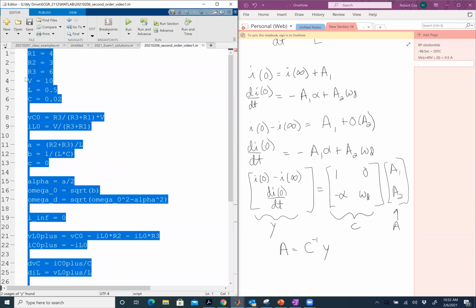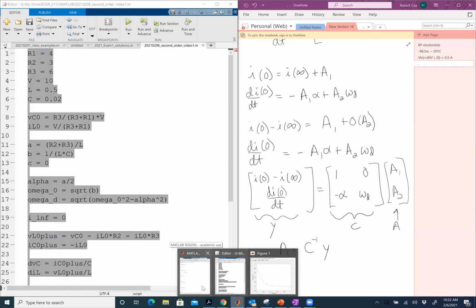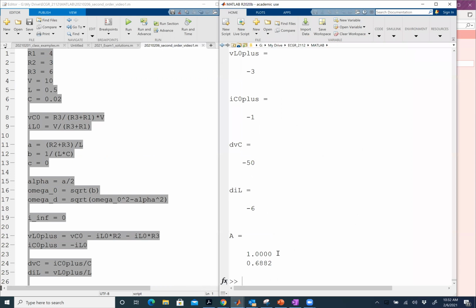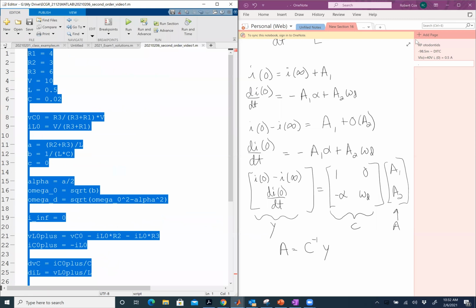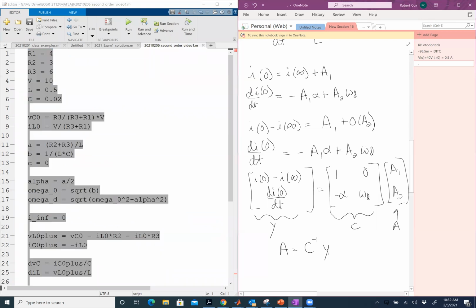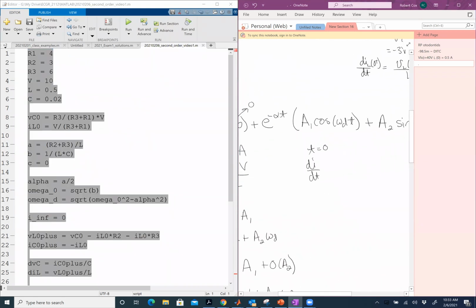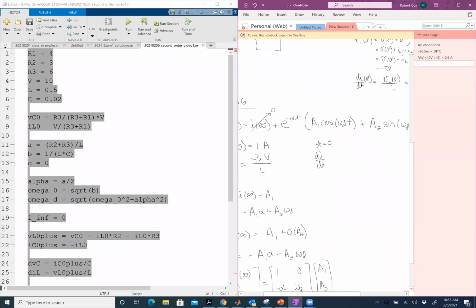So let's just take a quick look at what that looks like, all right? I get A, and this guy has 2 entries. So if I say A of 1, that's 1. A of 2, that's the second entry. That should be 0.6882, and it is, okay? So that means if I go over to this expression I had here, right? This was the expression, e to the negative alpha t, and so on. I now know what the values of everything is there, okay?